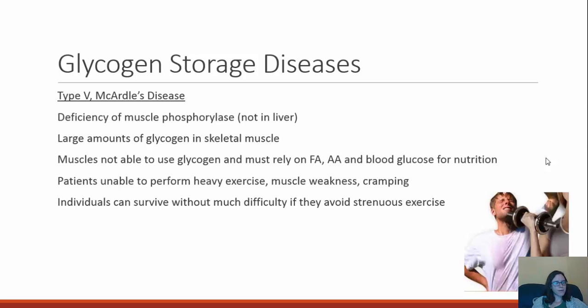Okay, then there's type 5, which is McArdle's disease, which is a deficiency of muscle phosphorylase, resulting in large amounts of glycogen in the skeletal muscle. So the muscles are not able to use glycogen and therefore must rely on fatty acids, amino acids, and blood glucose for nutrition. And this, again, is not a fatal type of glycogen storage disease. However, patients with this disease are unable to perform heavy exercise, but otherwise they can survive without much difficulty.